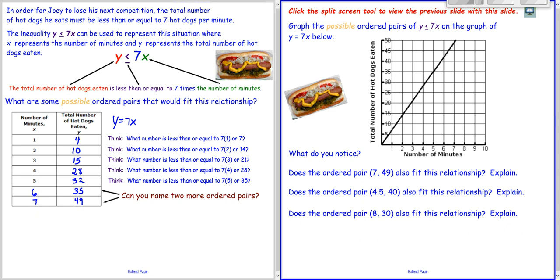Okay, so if you'll take a minute and graph those points just like we did before. So pause the video and graph those points. So what do you notice? You should notice that this time all the points are on or below the line.